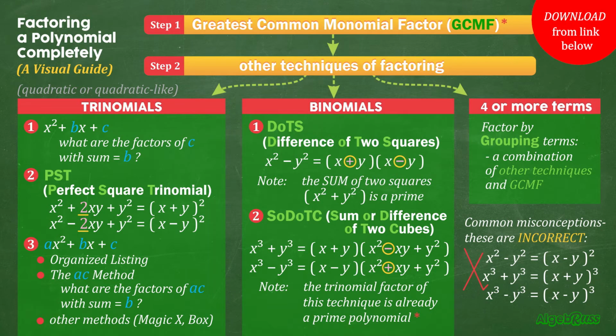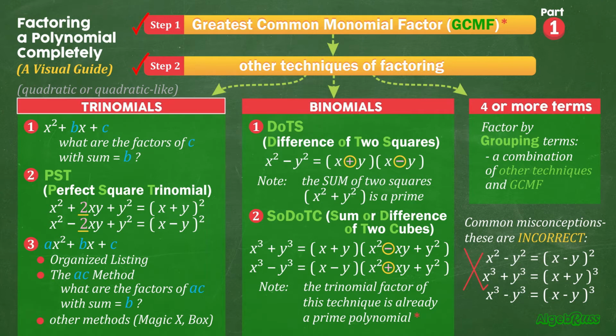Like previous parts in this series, let's review our visual guide, serving as our map in factoring polynomials. When factoring polynomials completely, the very first step is to get the GCMF. That's part 1 of this tutorial series. After that, we proceed to step 2, where we will use other techniques of factoring, depending on what is left after kinuha mo yung GCMF. Pwedeng trinomial, pwedeng binomial, or pwede ring a polynomial with 4 or more terms.